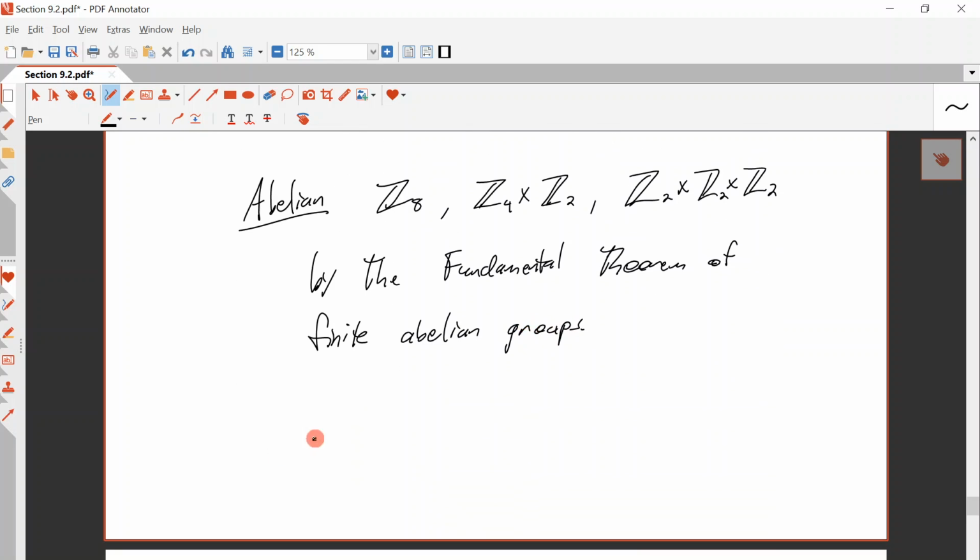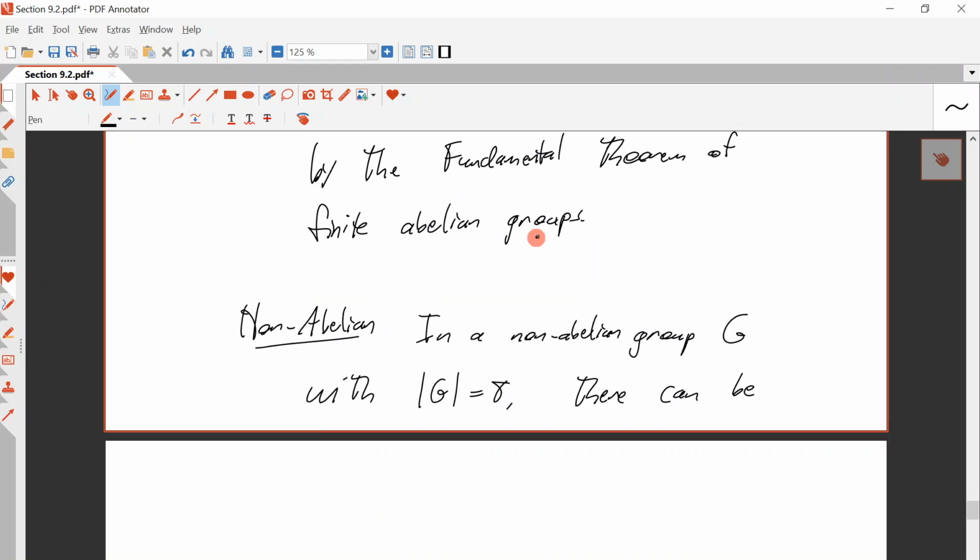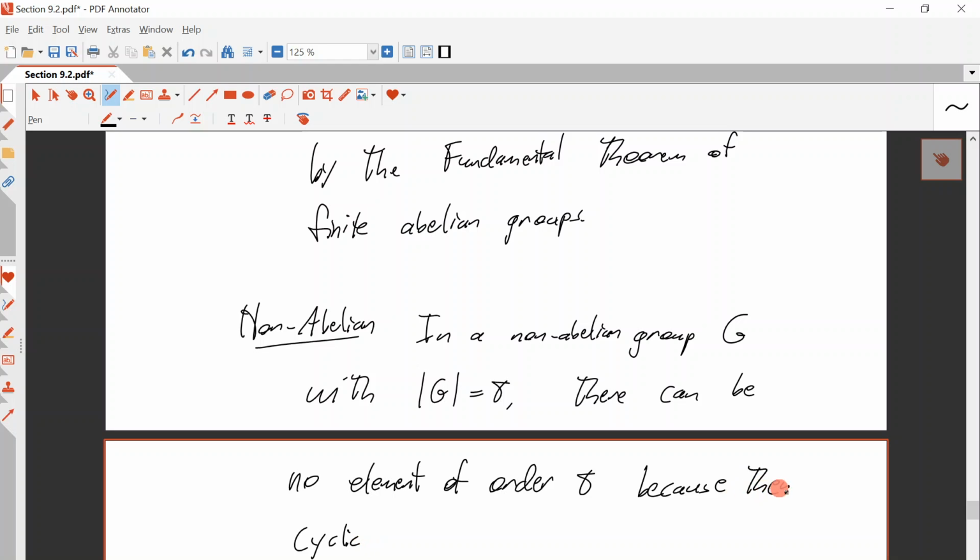So now let's do non-abelian groups. So in a non-abelian group G with order of G equal to 8, there can be no element of order 8, because then G is cyclic and cyclic groups are abelian. Right?